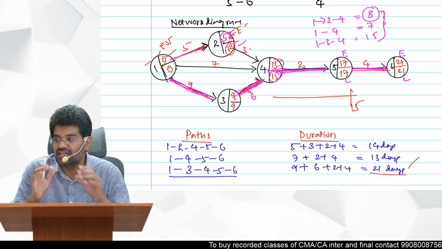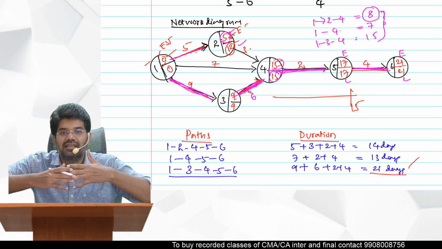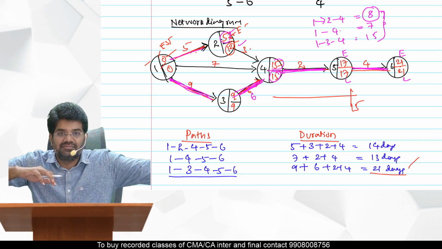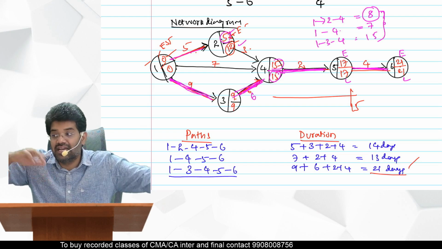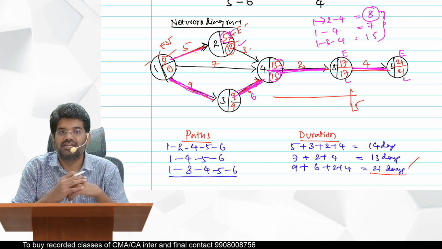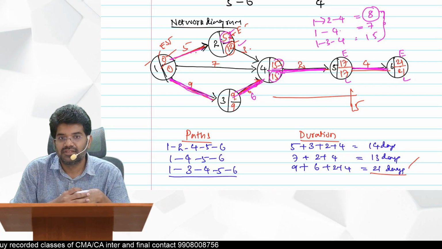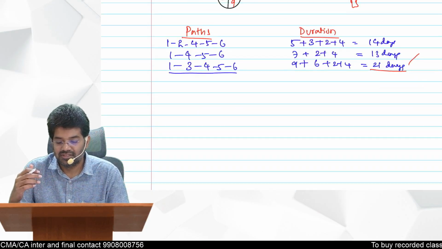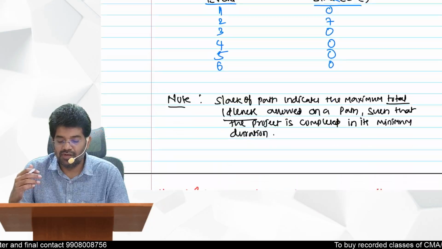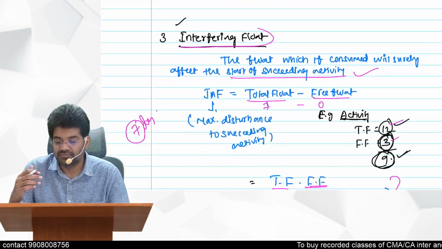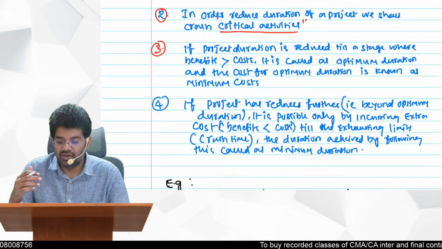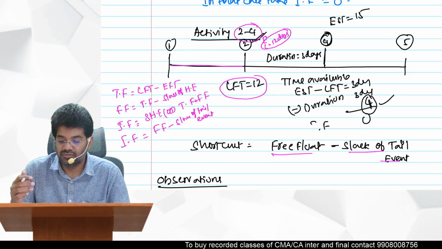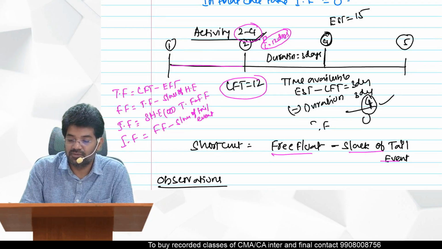I hope you understood logically. Independent means what? If I utilize that float, it should not affect the latest finish time of the previous activity and the earliest start time of the succeeding activity. That type of float we call independent float. So how to calculate that independent float here? The formula is the shortcut formula. Logically, I have even explained here.